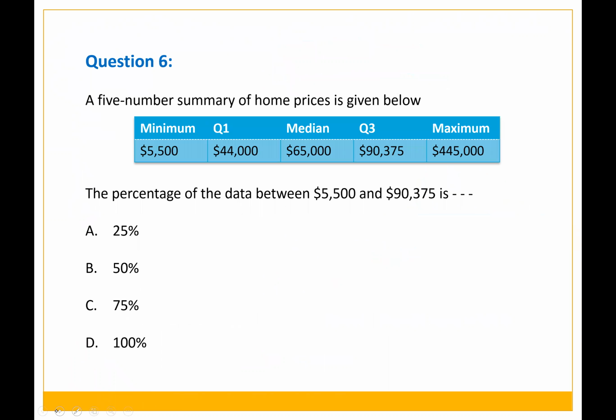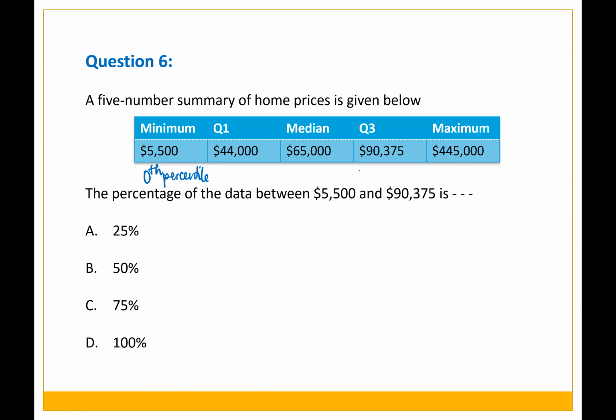Now let's go to question 6. Again, stop me if you want to work on it alone. Question 6 is asking, if we have a 5-number summary, what is the percentage of the data between 5,500 and 1,375? That's where we need to remember the meaning of percentile. The minimum can be called the 0 percentile, so it's the smallest. 0% of the population is smaller than this value.